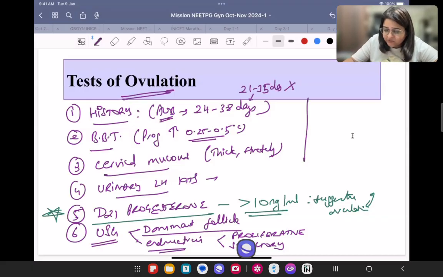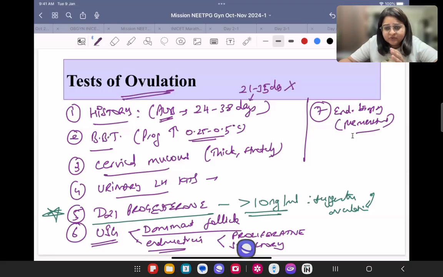Another test which is not commonly done because it's invasive is an endometrial biopsy. This endometrial biopsy is usually taken in the premenstrual phase. Suppose a woman comes to you and says her period was about 25 days back. So you would expect she'll get her period any time. So premenstrually, we take an endometrial biopsy, and if she has ovulated, the biopsy should show a secretory endometrium.